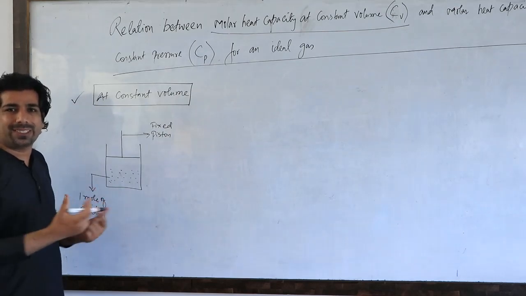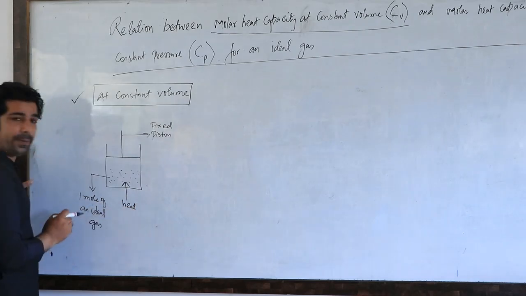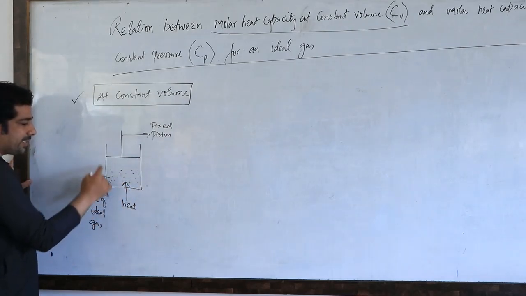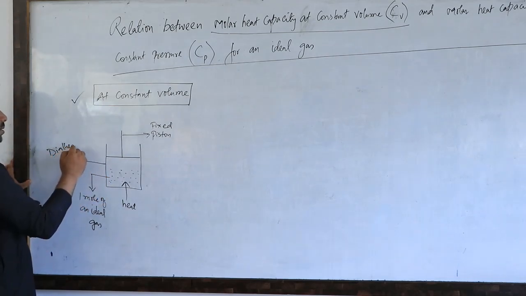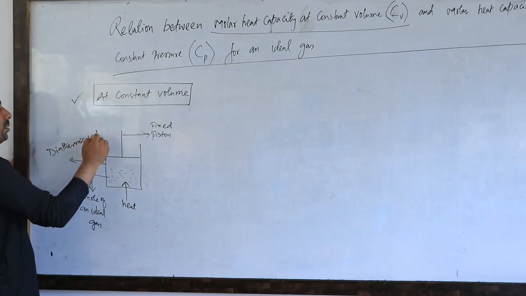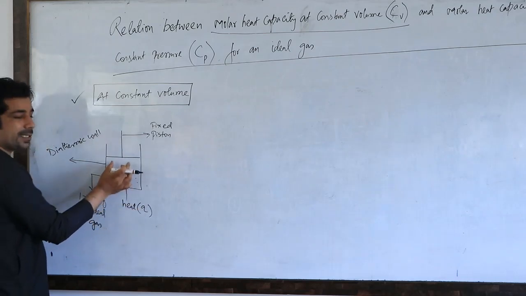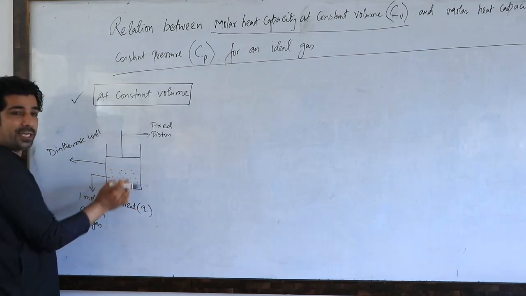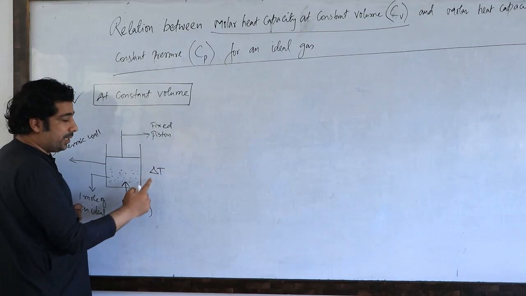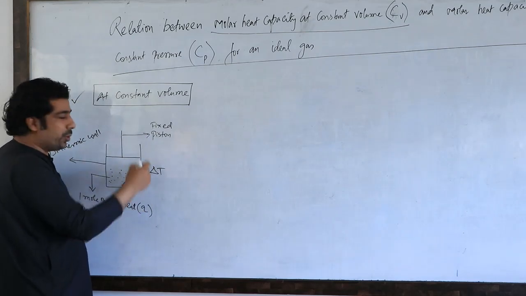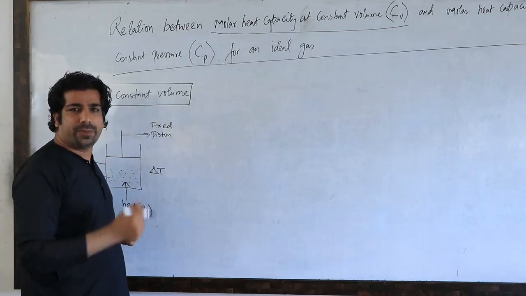When we do some process, have a look. Let me apply heat. Let us consider this wall as a diathermic wall, because you are supplying the heat Q to the system. When you supply heat Q to the system, what will happen? There will be a change in temperature. You can put a thermometer into it, and through the thermometer you can calculate the change in temperature.